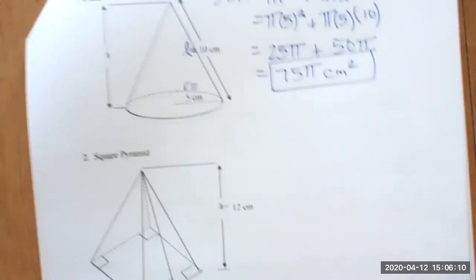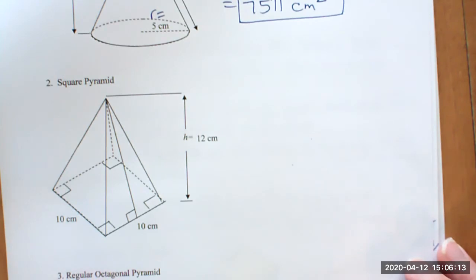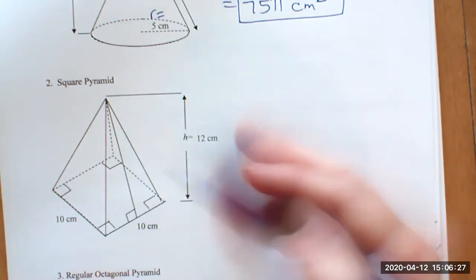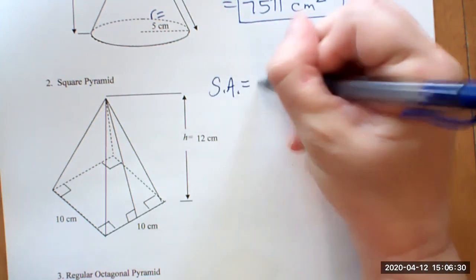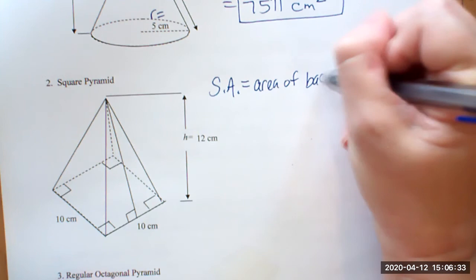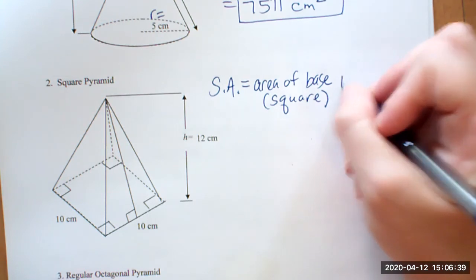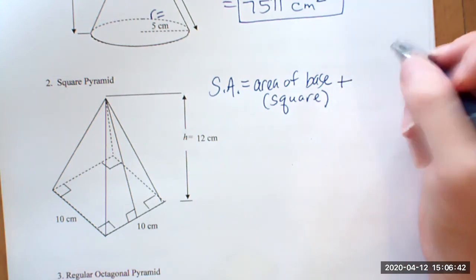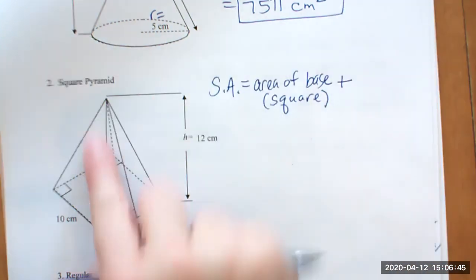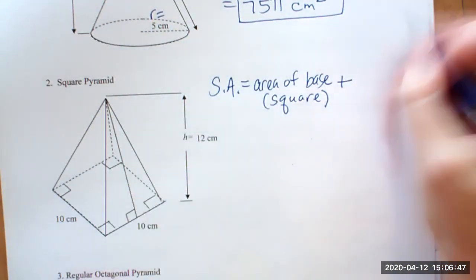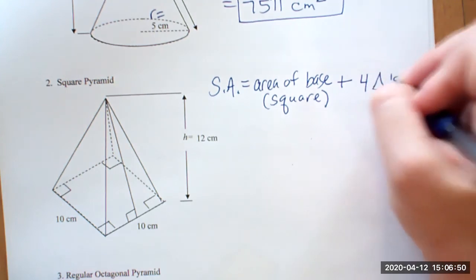All right, we'll look at a square pyramid here. Okay, this would also be considered regular, of course, because a square is a regular quadrilateral. So if I want to figure out the surface area of this square pyramid, I need to take the area of the base, which is the square, and I need to add in the area of the 4 triangles. Okay, when I say the 4 triangles, I mean the 4 lateral sides. Okay, so the 4 triangles, the lateral faces.